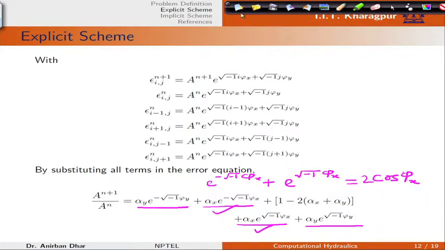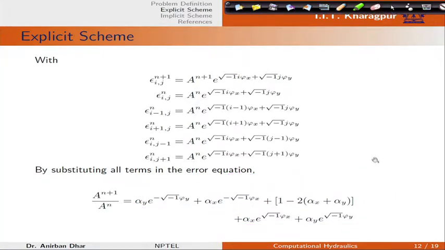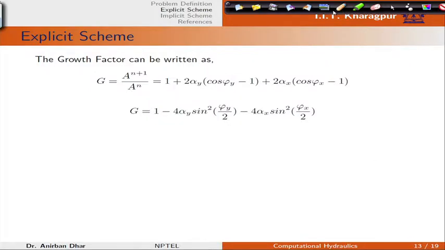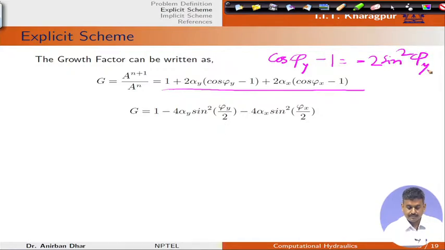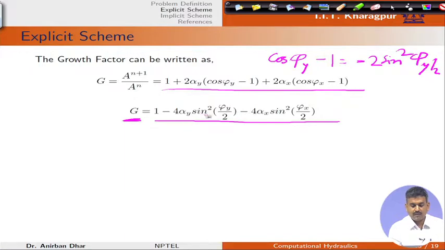Similarly, for the y direction, now we can simplify the right hand side and write it like this. And again for this cos varphi y minus 1, we can write it as minus 2 sin square varphi y by 2. So, with this, this is our growth term or amplification factor, 1 minus 4 alpha y sin square varphi y by 2 minus 4 alpha x sin square varphi x by 2.